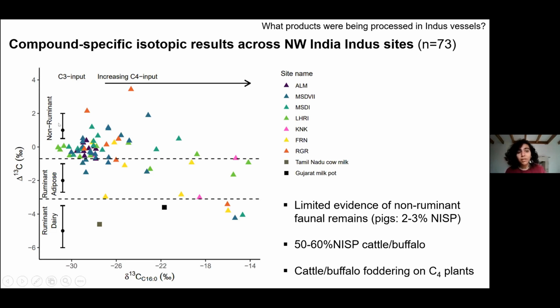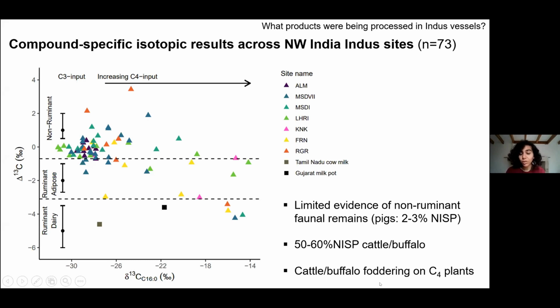A majority of the vessels seem to concentrate around in this region, which is indicative of the use of non-ruminant fats or those of ruminant adipose fats. And as we know, if we compare this to the faunal record, there's actually very limited evidence of non-ruminants. So pigs, for example, are only about 2 to 3% NISP. So, that's interesting and intriguing. And similarly, we have a predominance of cattle and buffalo bones, but actually not as much ruminant adipose fats as I would expect.